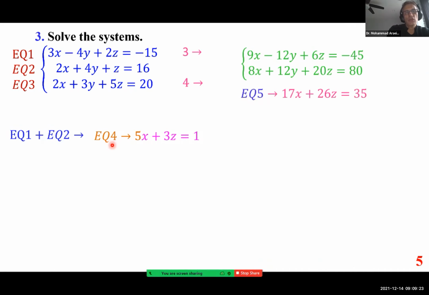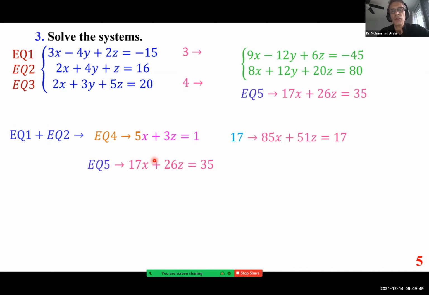We set it next to equation number 4. And as you can see now, we have only 2 variables. So system of 3 variables goes down to system of 2 variables. And you get rid of one of the variables, it doesn't matter which one. For example, if you want to get rid of the x, you multiply this one by 17, this one by 5, but one of them negative.